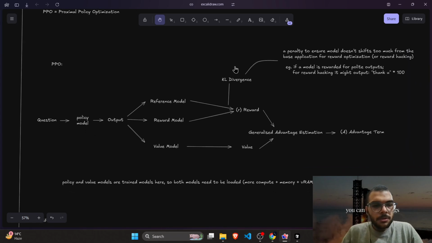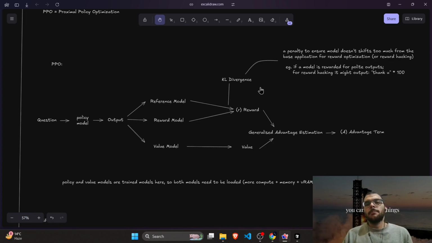In PPO, you give it a question. The question goes into the policy model. The policy model generates an output, and then the output goes into three different models. There is a reference model, a reward model, and a value model. The reference model and reward model outputs are combined, and we perform KL divergence on them. Now, what is KL divergence?